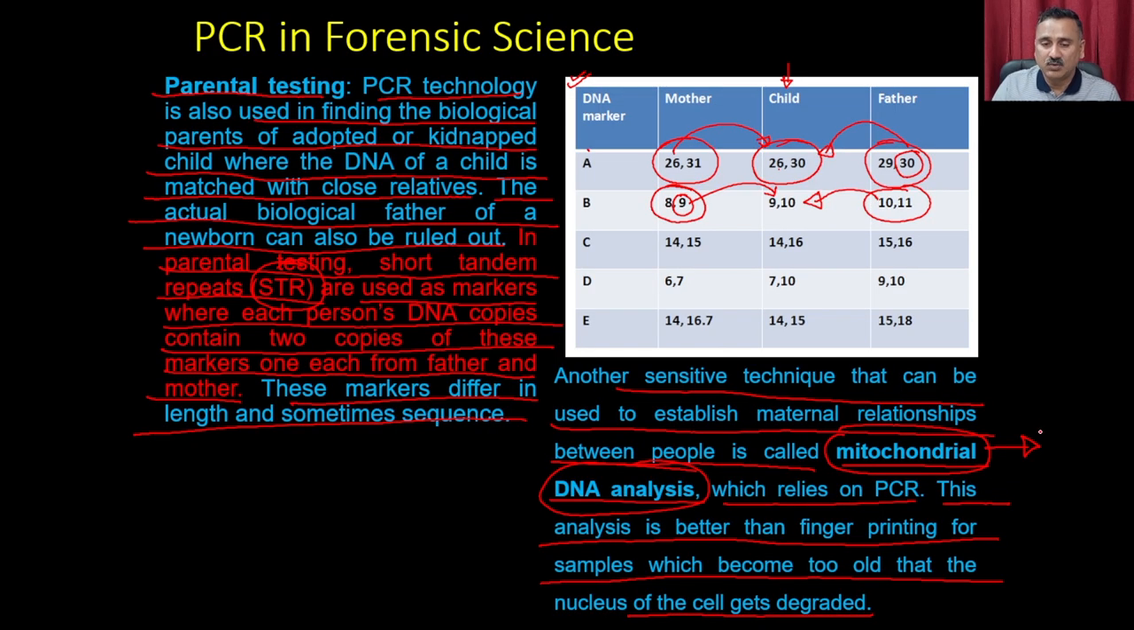The only difference is that mitochondrial DNA analysis will tell you who the mother is, and it only follows the mother's side. So, it is going to tell you who the mother is, who the grandmother is, who the grandmother of the mother is, and so on. The simple reason is that mitochondrial DNA always comes from the female side; it does not come from the father's side.